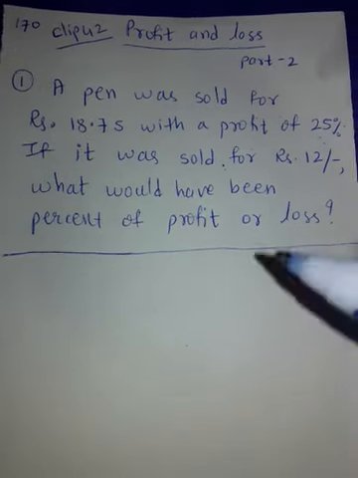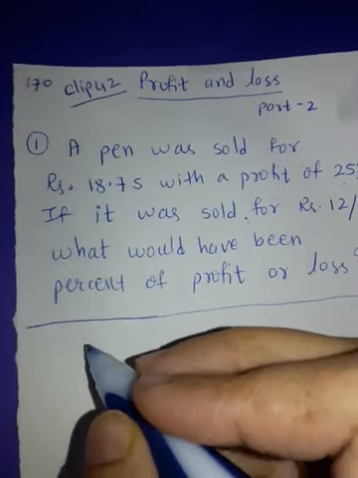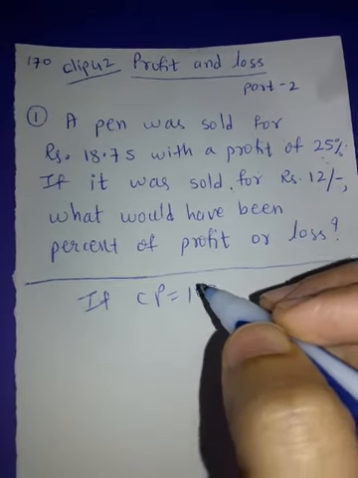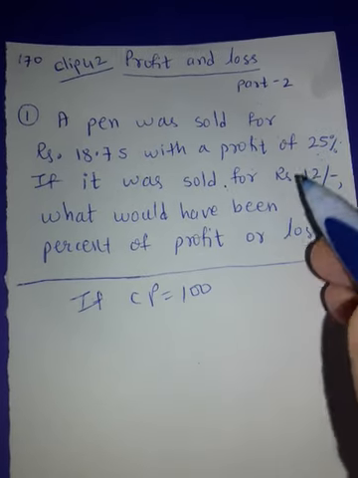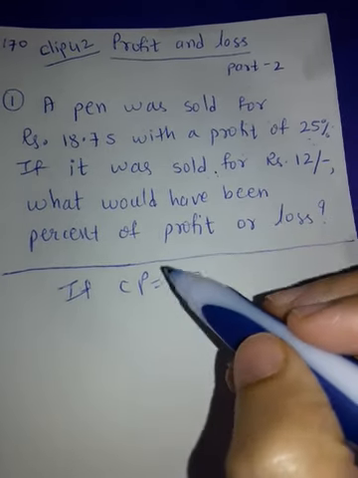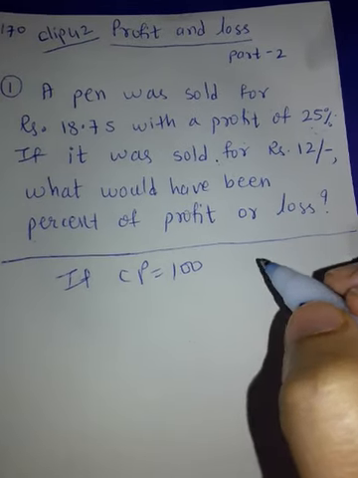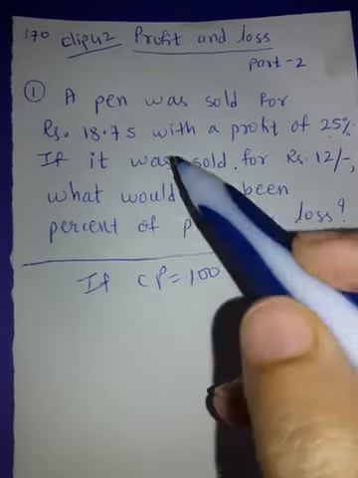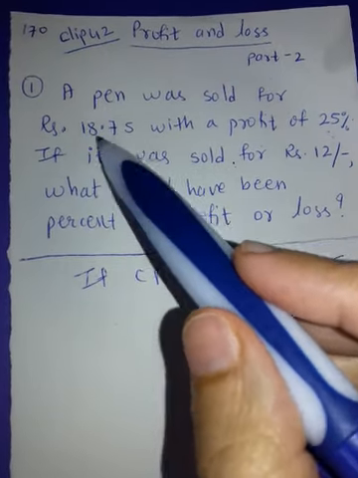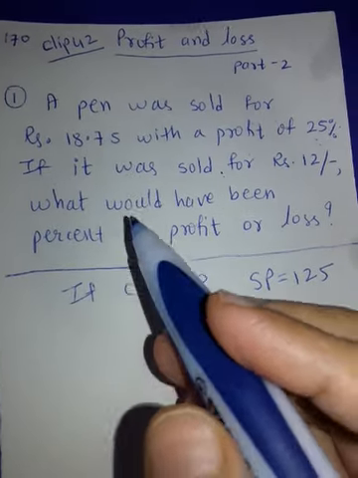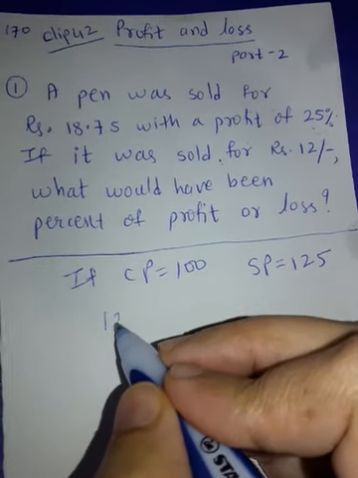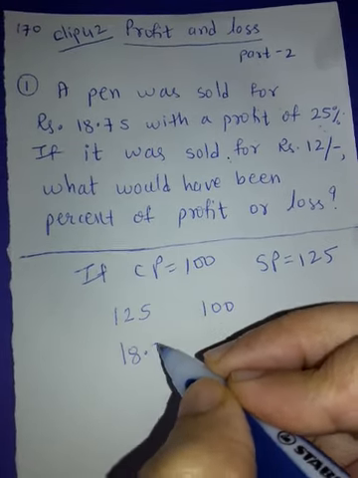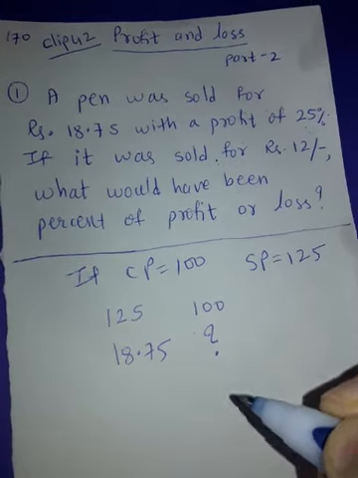25% profit means if CP is 100. We are always going to start like this. If CP is 100, it becomes very easy that way. If CP is 100, 25% means profit is 25. That means SP becomes 125, right? But here what is SP? 18.75. So how can we find CP here? If SP is 125, CP is 100. If SP is 18.75, how much is CP?